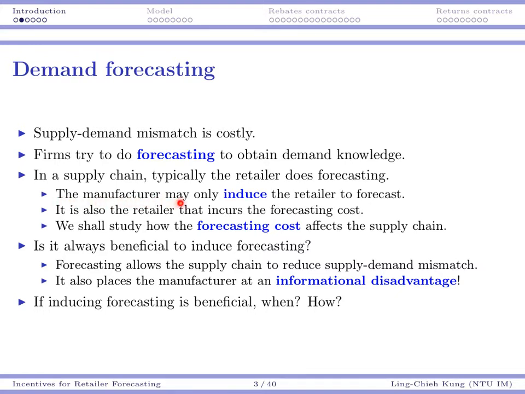In that case, the manufacturer may only try to incentivize or induce the retailer to do forecasting. Why? I should say why the manufacturer may need to do that is typically because the retailer is the one that pays for forecasting. If the retailer wants to do better forecasting, he may need to, for example, buy more advanced information systems. He may need to train their salespersons or train their market analysts with modern forecasting techniques and so on. Okay, the one that does the forecasting is the one that pays the cost. So if the cost is so high, the retailer may choose not to do that.